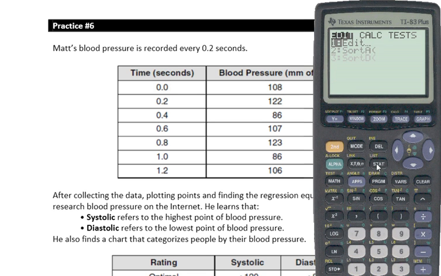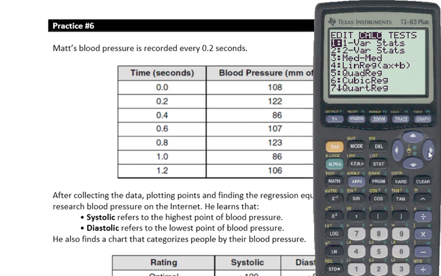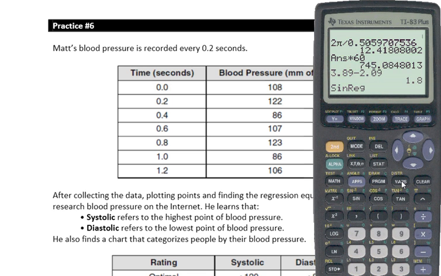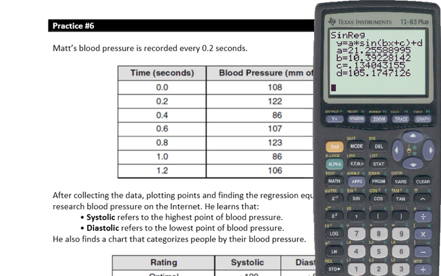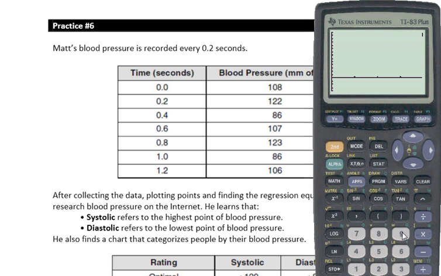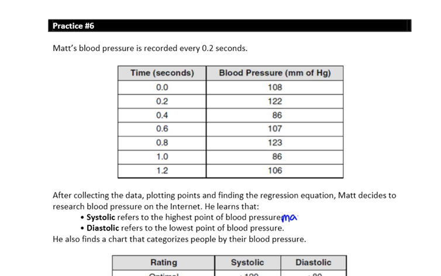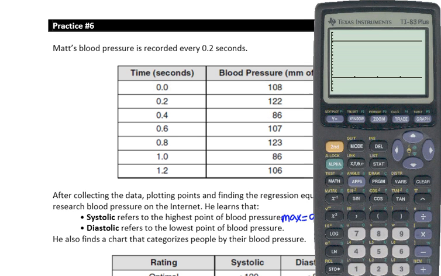Okay, so stat, calc, sinusoidal is the last one. Vars, Y-vars, enter, enter. Very repetitive. Feel like a broken record. Okay, so if you go zoom 9, where would be our highest blood pressure? How do you find that? Max, and max is C plus A, or you can use your calculator.